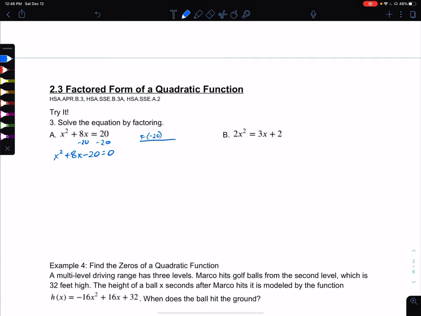So now I'm going to factor. I want factors of negative 20 that have a sum of 8. I'm going to go through these a little quickly. The instructional videos will be before this. This is more of a review, to make sure you're doing these problems correctly.